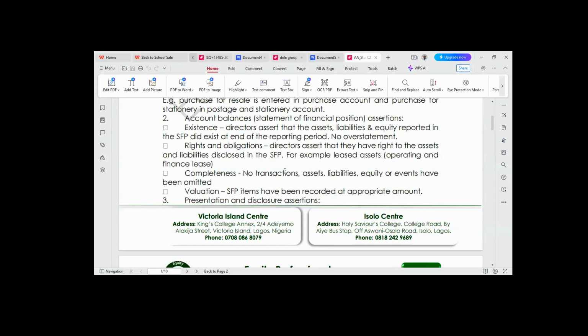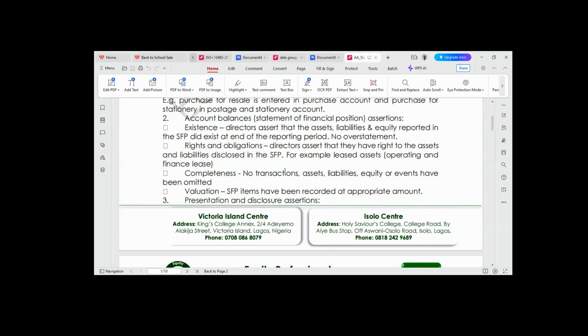The auditor will request for what? The documentation for the purchase of the generating plant, which you classify as property, plant, and equipment. The auditor will be requesting, okay, this is the cost I can see here. What of the transportation? Have you factored that into your books? What are the cost of the commissioning? Have you factored it? What are the cost of putting into use?